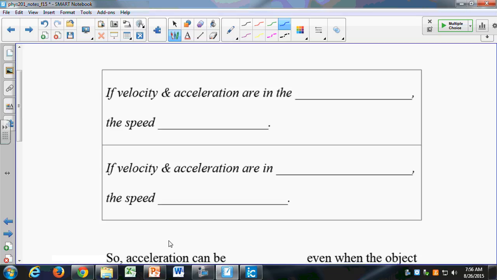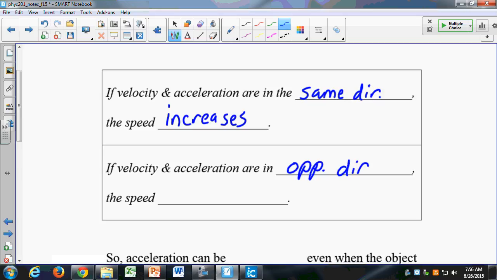So just a couple of rules. I emphasize it because students often have trouble with this because they always think negative acceleration means deceleration, and that's not the case. Sometimes it's the case, but not always. All right, if the velocity and the acceleration are in the same direction, the speed increases. If the velocity and the acceleration are in opposite directions, the speed decreases.